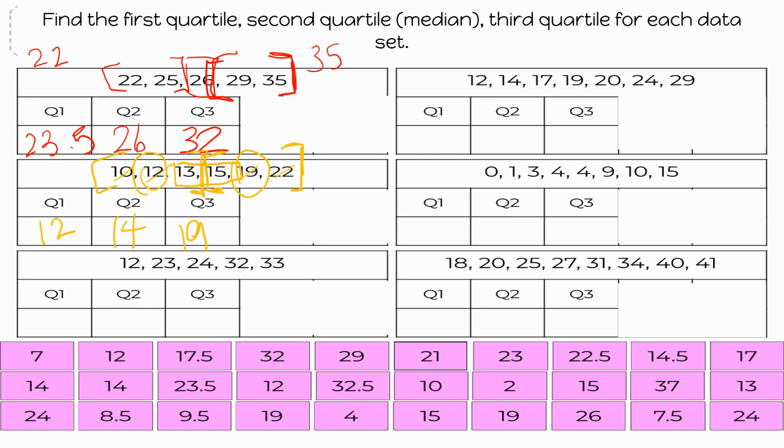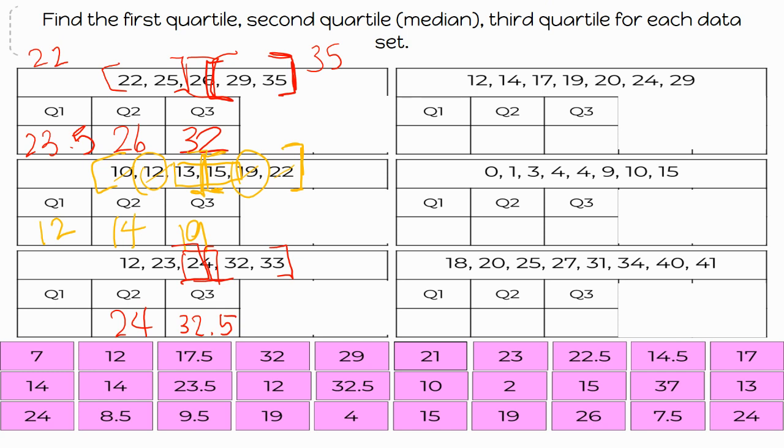That one's done. Our next one, we have 5. So 12, 23, 24, 32, 33. Perfect in order. Our middle number in this case is going to be 24 because it is that odd number of terms. So we're going to take, don't count it, the numbers above it, 32 and 33. That means in between those is going to be 32 and a half.